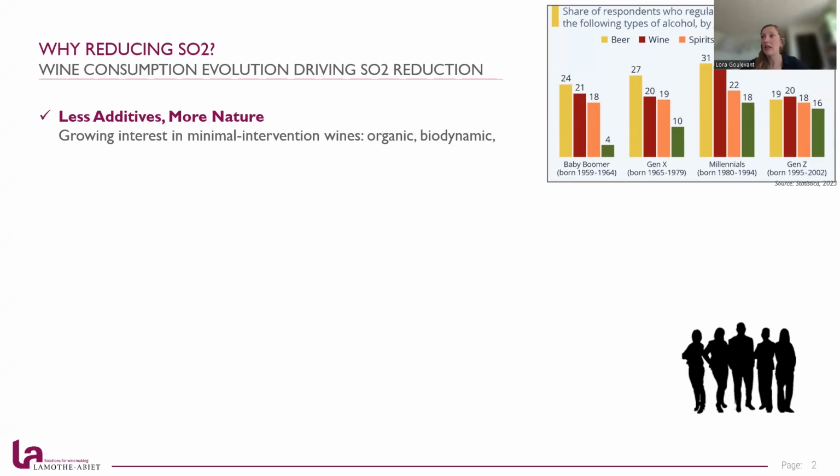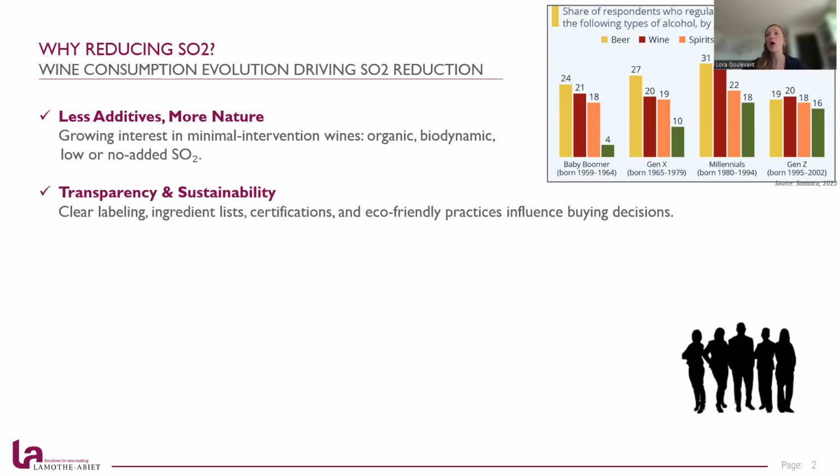They have a growing interest in minimal intervention wines, organic, biodynamic, lower or no added SO2, less additives. They want more transparency and sustainability. It's already happening in Europe, where producers have to add the list of ingredients on their bottle of wine, usually through a QR code. So they are looking for more transparency, clearer labeling, simpler ingredient lists. But it's not only for wine; it's for a lot of different products. Certifications matter more, such as organic, and any eco-friendly practices do influence the buying decisions of the newer generation.